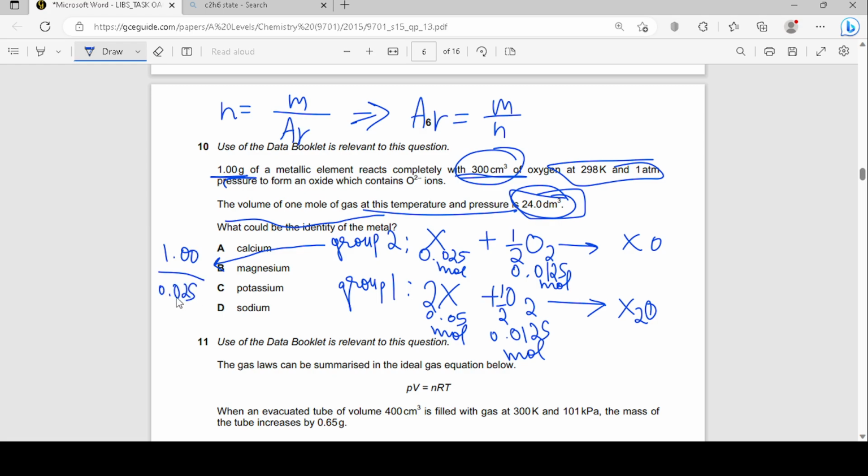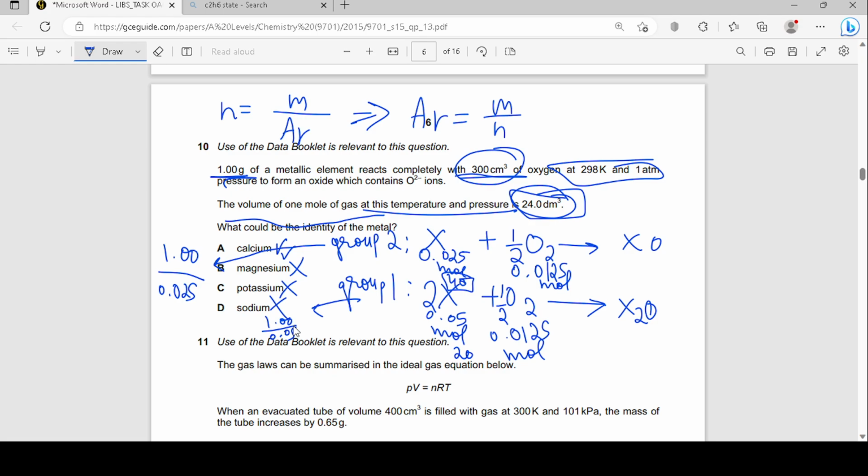So what do I get? 1 over 0.025 is 40. So the Ar is actually 40, which, if you take the periodic table, is close to calcium. Then if you do it for the group 1 metal, so it's probably not magnesium if it's a group 1 metal, then it'll be 1 over 0.05, right? 1 over 0.05 is 20. 20 is not close to either the relative atomic mass of potassium or sodium, right?